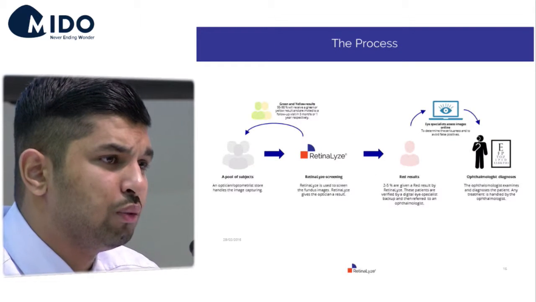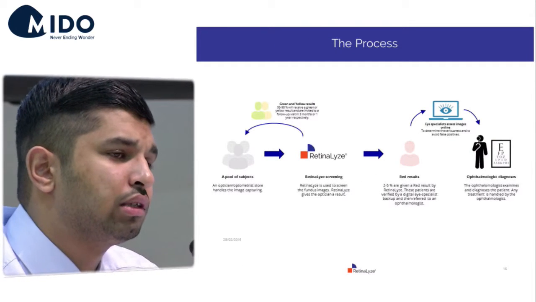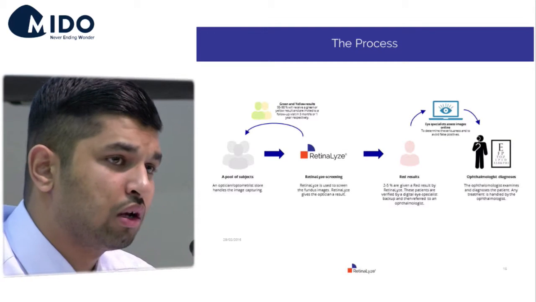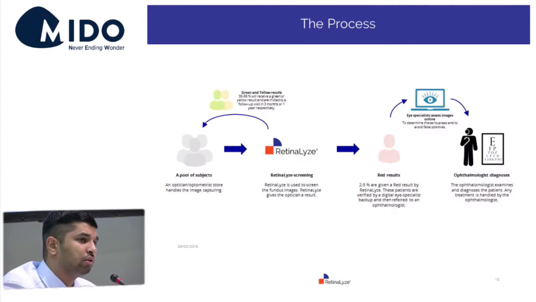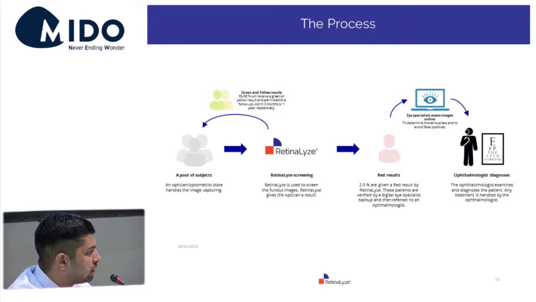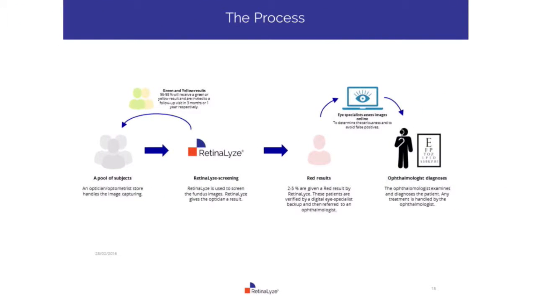So this is the process that we use around the world. The software is actually being used in optician stores by optometrists, by ophthalmologists, and also at hospitals for general mass screening of the population. The process is that we have a pool of subjects, and we do the Retinalyze screening here. If it's green or red, the result, we ask them to come back in a year or 6 months based on the result. If it's red, we have the result analyzed and verified by an eye specialist in Italy.